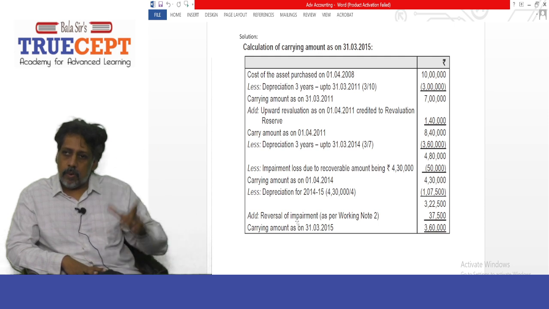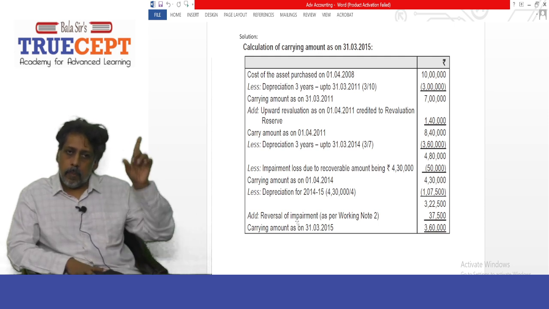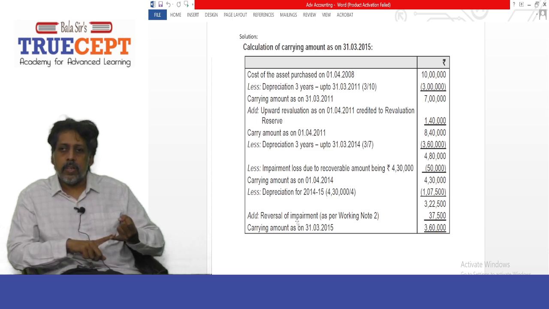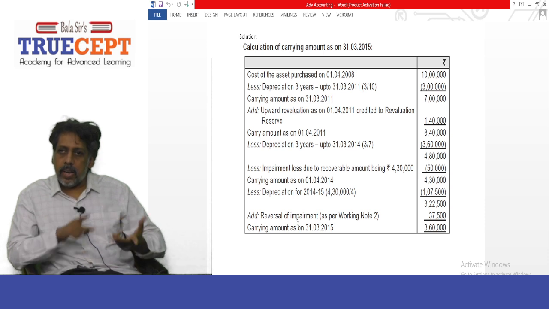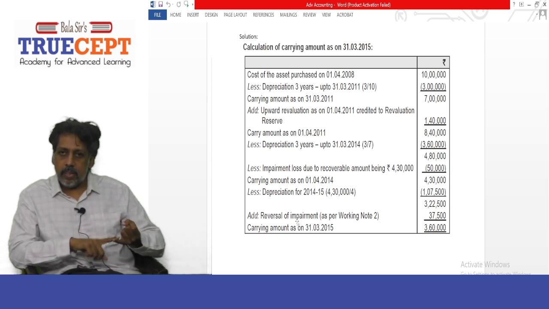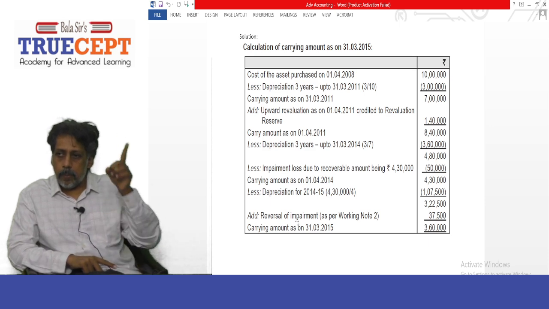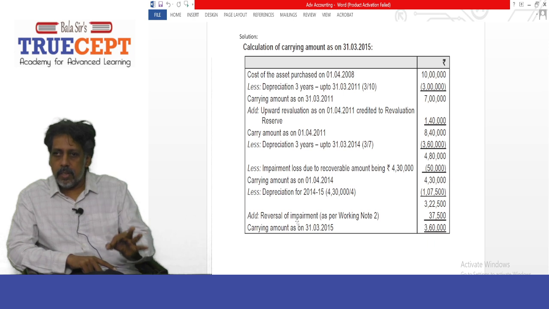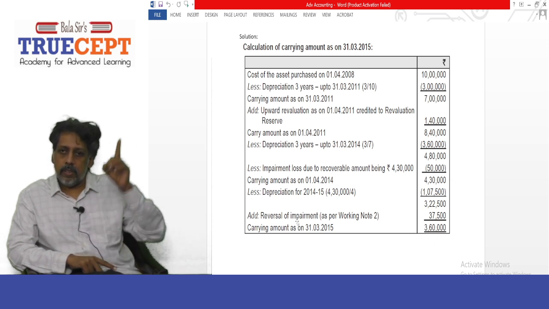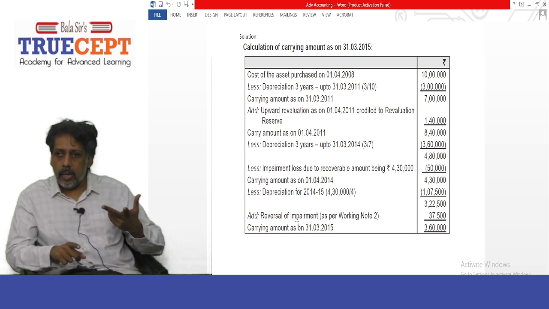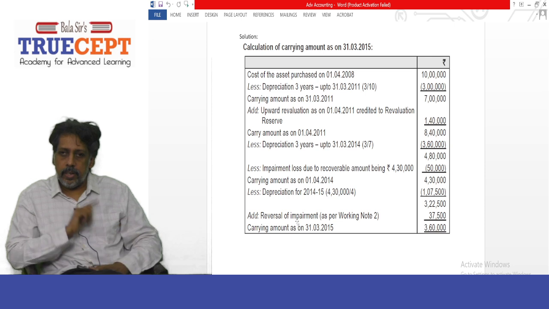Yes. As on 1/4/2011. From this again minus depreciation for the next 3 years up to 31st March 2014. Please make a note, 8,40,000 by 7 years left in the asset, 1,20,000 per annum for 3 years. 3,60,000 is subtracted. What is the net amount? 4,80,000 is the carrying amount as on 31/3/2014.